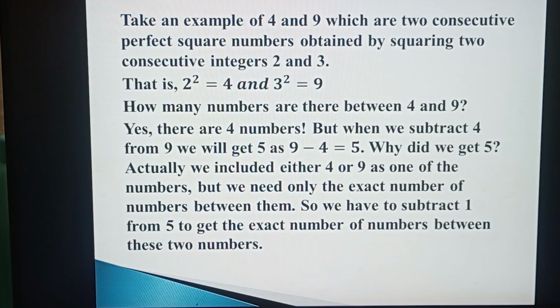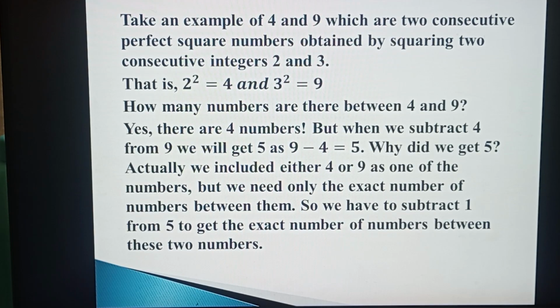How many numbers are there between 4 and 9? Yes, there are 4 numbers. But when we subtract 4 from 9, we will get 5. 9 minus 4 is equal to 5. Why did we get 5 there?